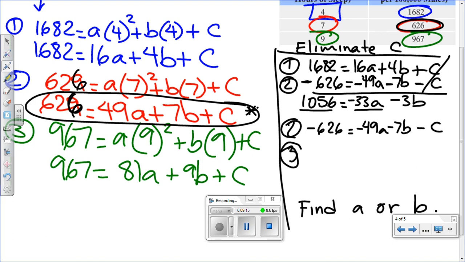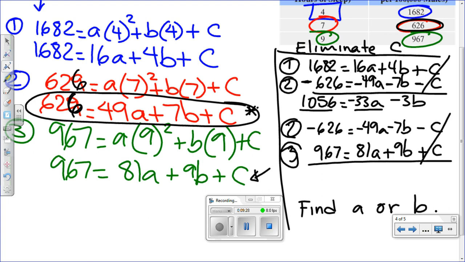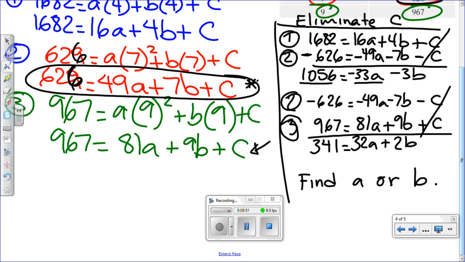And then equation number 3 would be this one here. So that would be 967 is equal to 81a plus 9b and then plus c. I don't need to multiply because here I already have opposite coefficients. So here we have plus 2b, and then we have 967 minus 626, and so that would be 341. And here we have 81 minus 49, and that would be 32. So 32a.